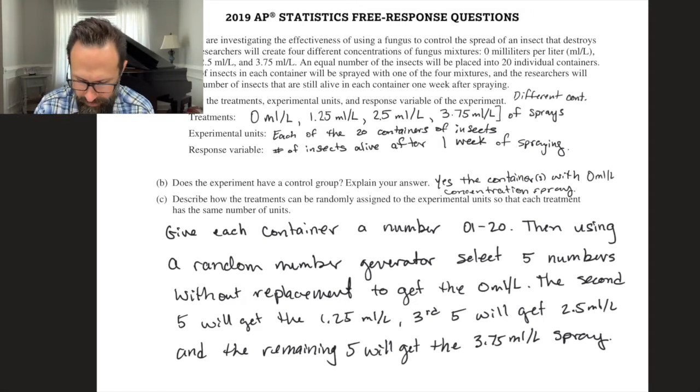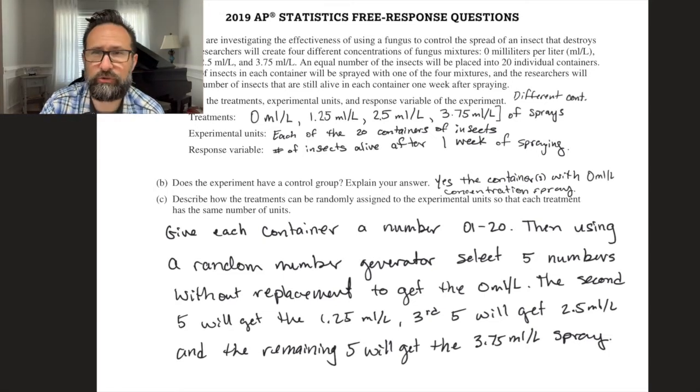Once we do that, we're going to select the first 5 to get the 0 milliliter. The next 5 are going to get the 1.25. The third 5 are going to get the 2.5, and the remaining 5 will get the 3.75 milliliter spray. As long as I did these 3 things, I would have gotten full credit for this piece. Number 1, I had to create labels for the units. In other words, I gave them a number from 1 to 20, or however you want to.